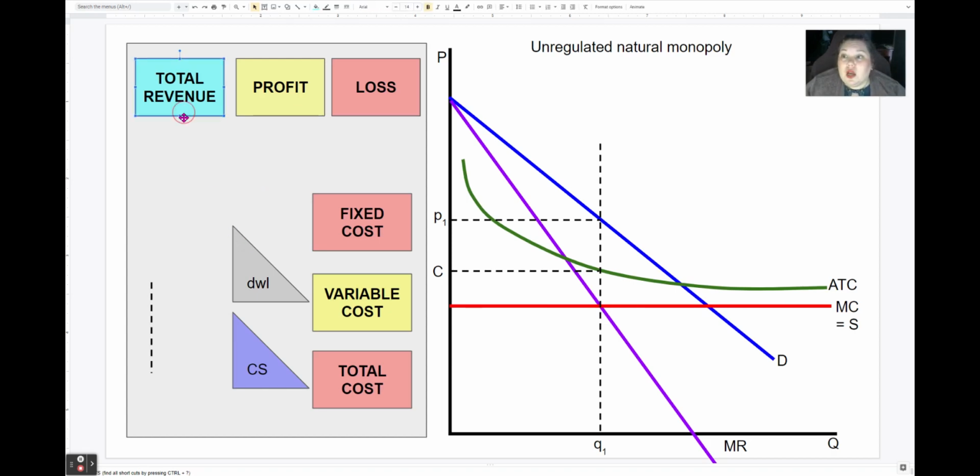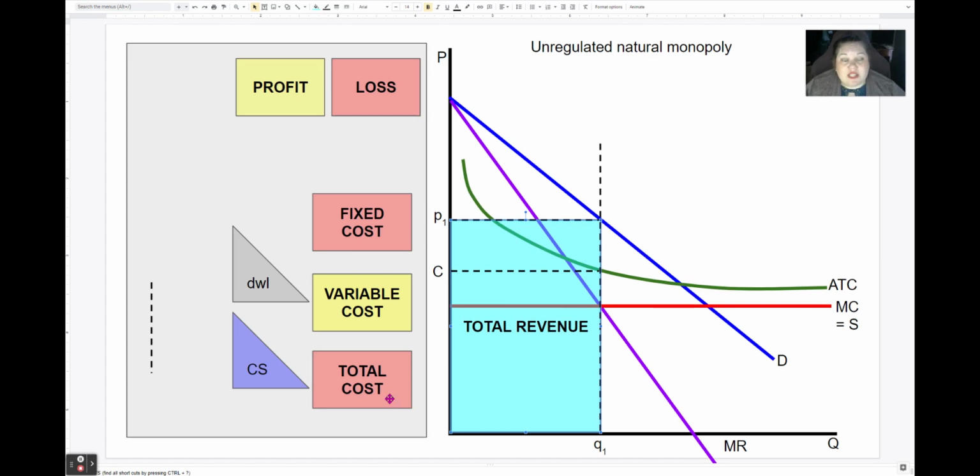So we'll set our total revenue box right up here where the price is, and I'm going to pull the corner all the way down here to the quantity. So the price times the quantity, the area of this rectangle right here, that's your total revenue.